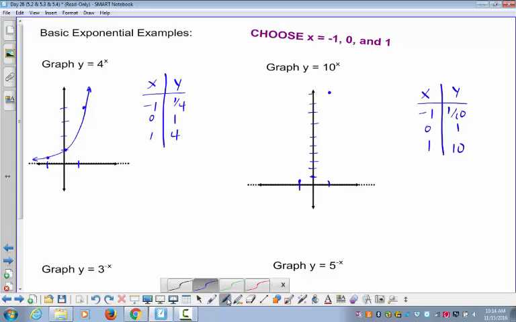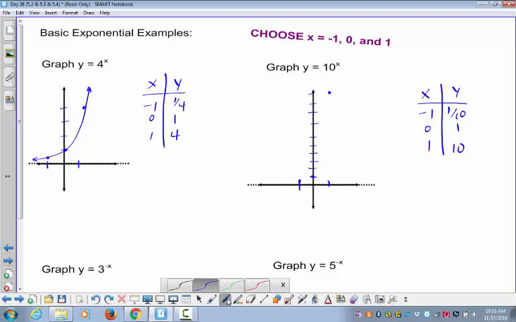The bigger the base, the larger the y value is at x equals 1. At x equals 1, the y value is exactly equal to the base. So if this is y equals 10 to the x, we're up at 10 on 1. If it's 4 to the x, we're up at 4 on 1. If it's 20 to the x, we're at 20 on 1. And then on the left side at -1, it's always going to be 1 divided by the base.